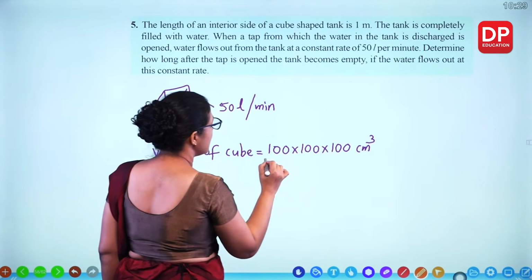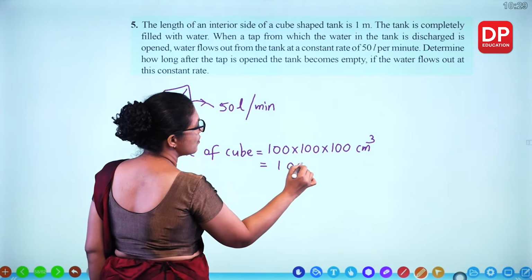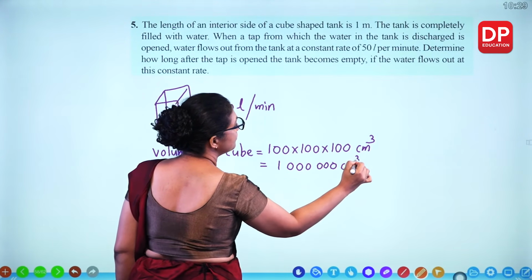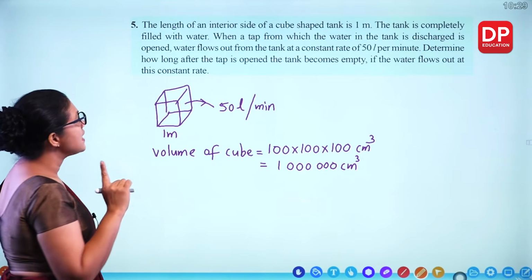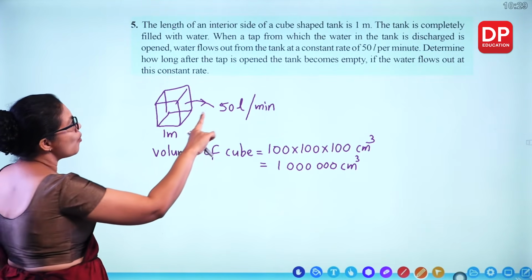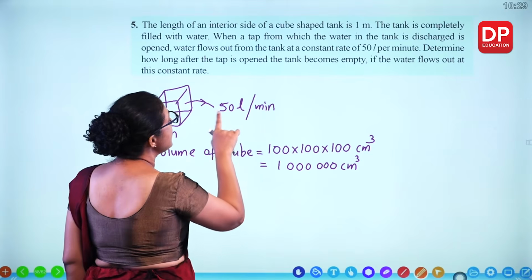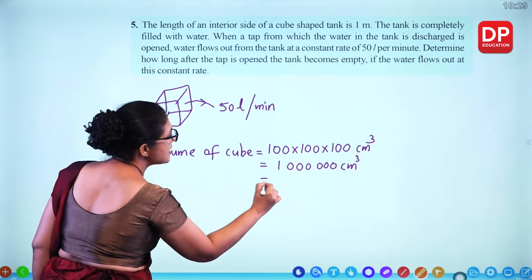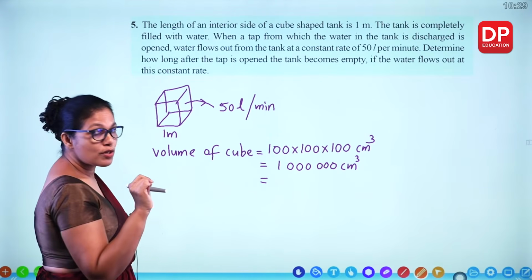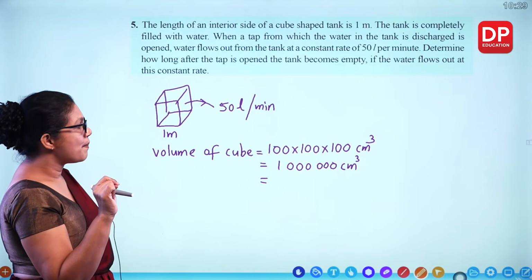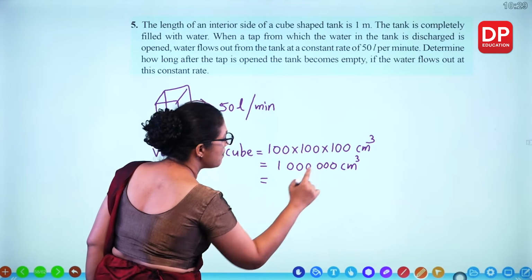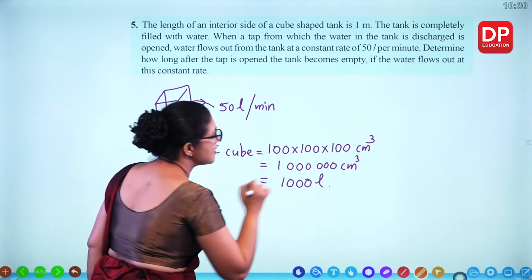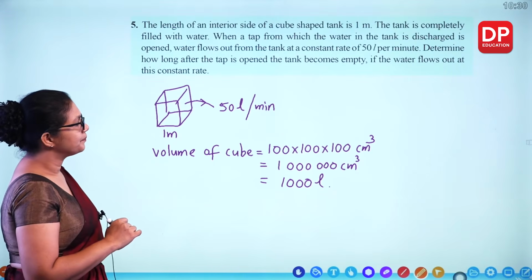So what's that? 1 and 6 zeros. 1 million. That's the volume of the tank. Now, for 1 minute, it flows 50 liters. Now, how many liters are there? How do you convert to liters? You need to divide by 1000. So, divide by 1000, you get 1000 liters is the capacity of the tank.